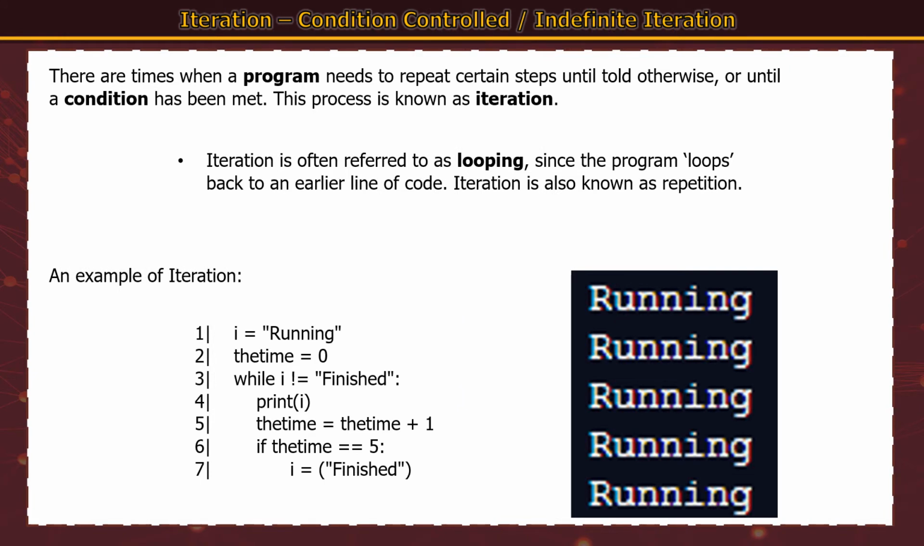This one is also iteration, but this one is a condition-controlled loop. It will continually loop round until a condition is no longer met. In this example here, it will loop round until I is not equal to finished, and this is the condition. You might be asked on where the iteration starts in this example. To get this right in this example, you would say line 3.